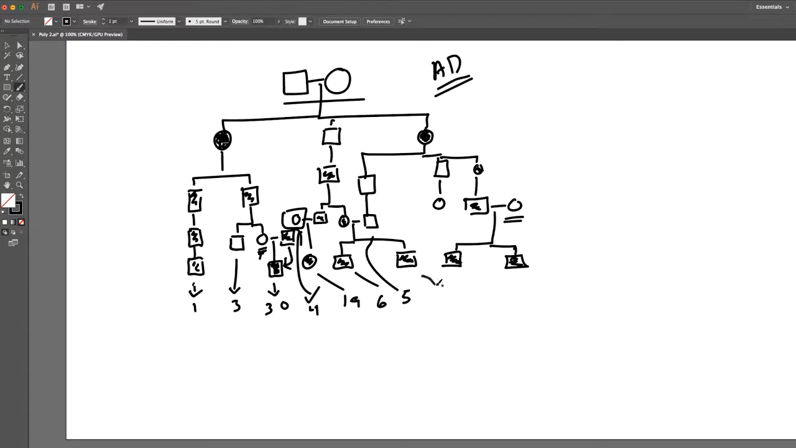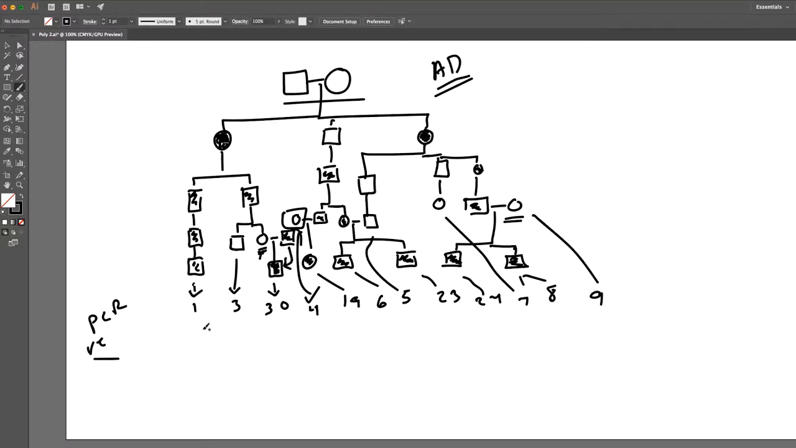Then they do this person who's 23, this person who is 24, this person, this person, who is number 7, this person who's number 8, and this person who's number 9. Okay, sorry, it's a little sloppy. And they, of course, do PCR and then the restriction enzyme.